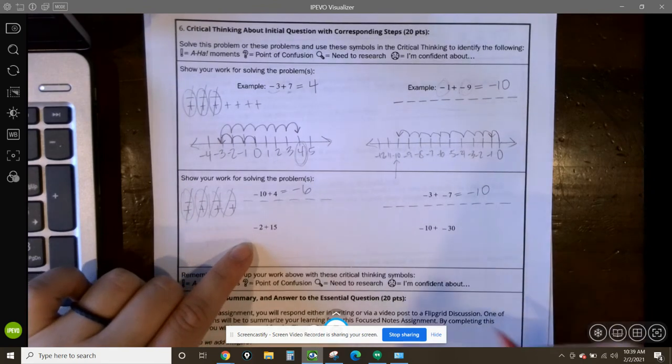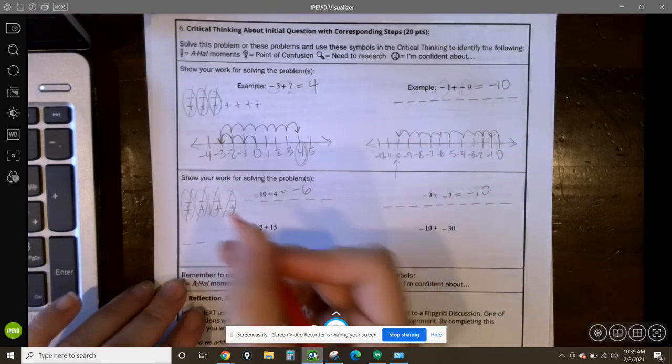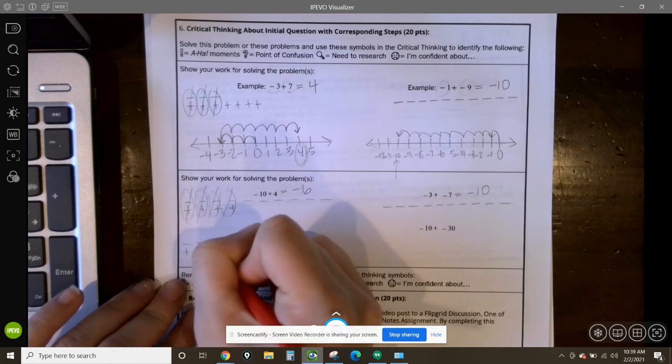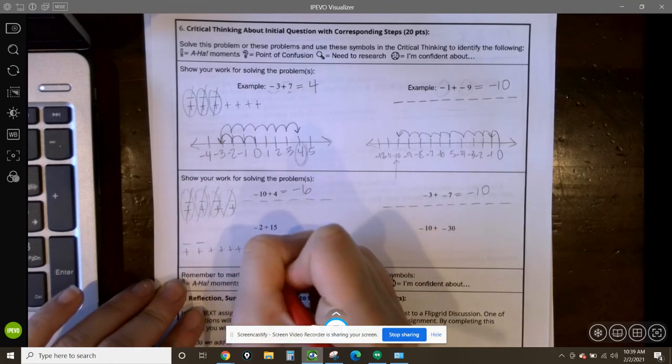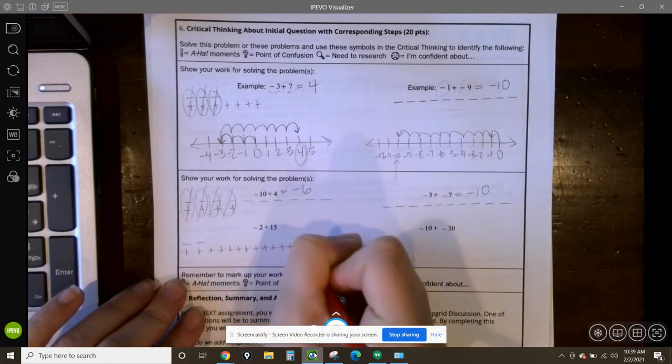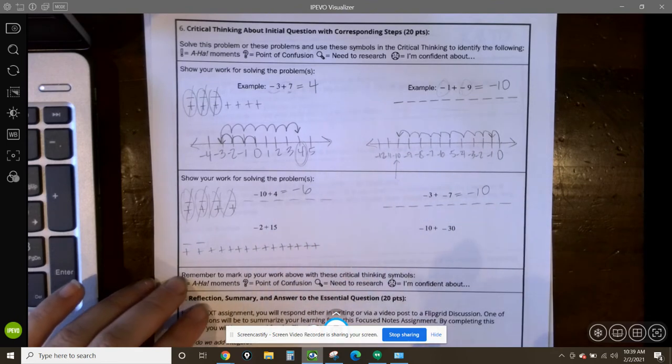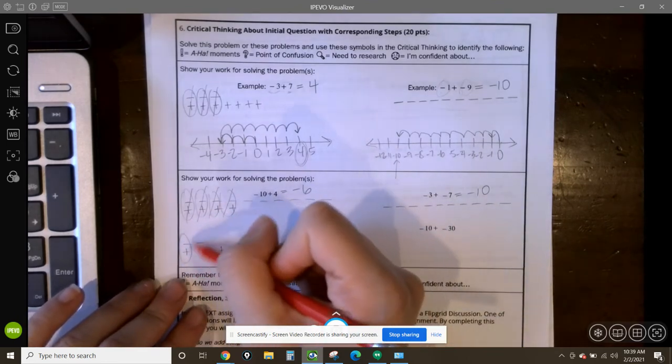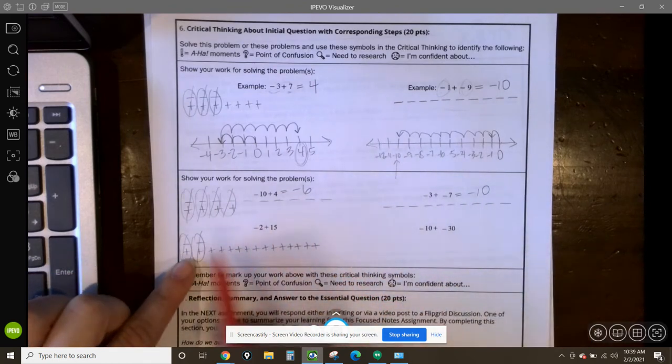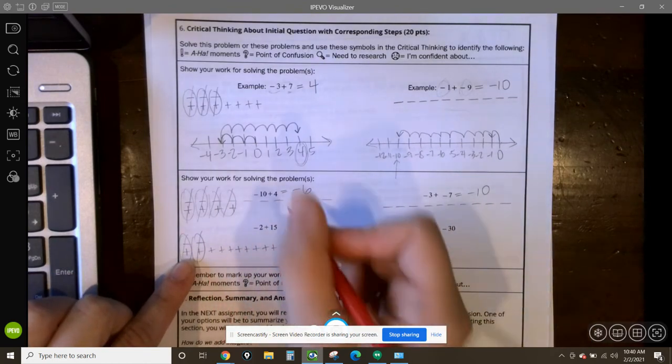-2 plus 15. So I have 2 negatives. 15 positives. 1, 2, 3, 4, 5, 6, 7, 8, 9, 10, 11, 12, 13, 14, 15. So I have some zeros that can cancel out. And I'm left with 13 positives.